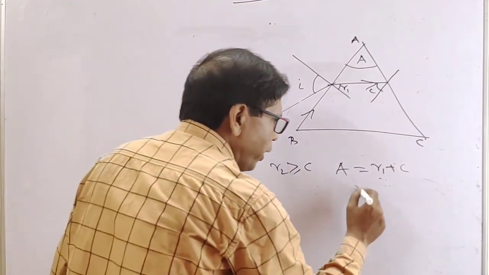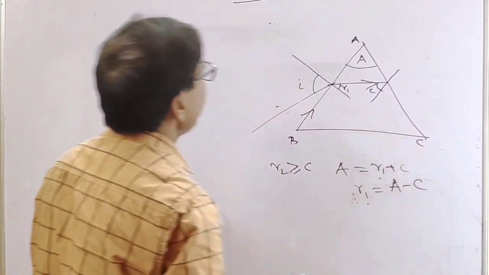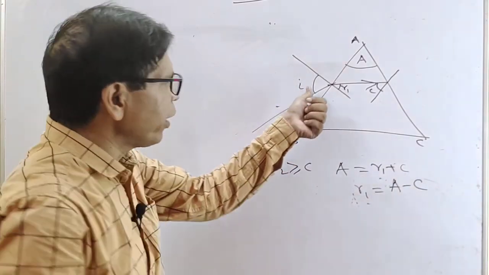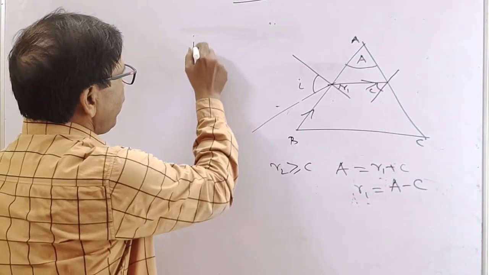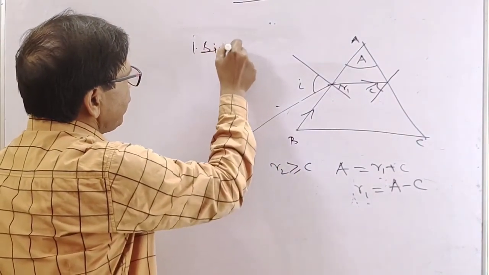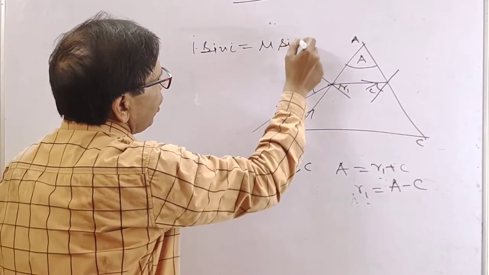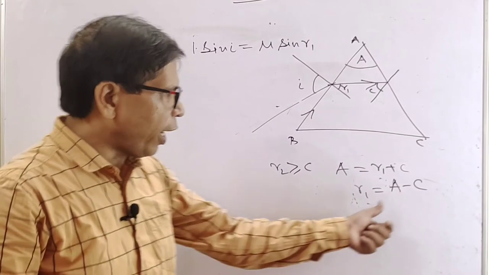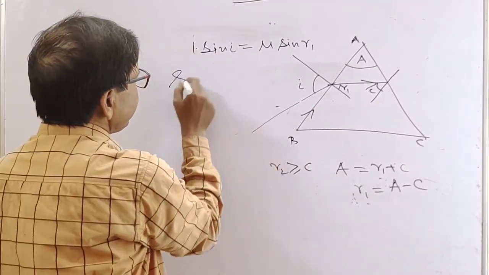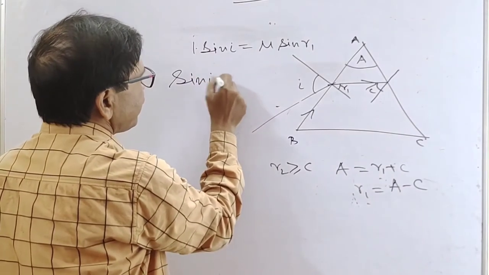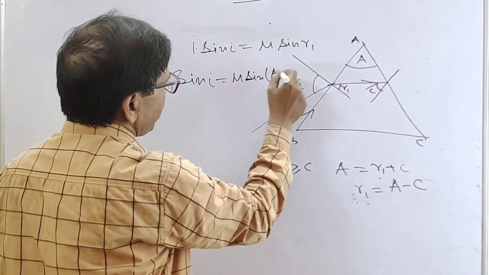Now, R1 is equal to A minus C. Considering refraction at this point, 1 into sin I equals mu into sin R1. What is the value of R1? R1 equals A minus C. So this is sin I and this is mu sin (A minus C).